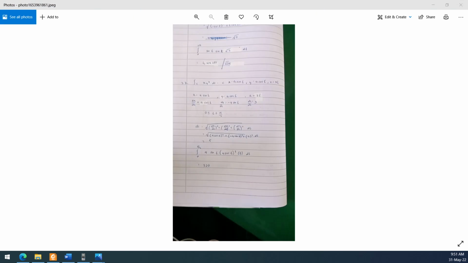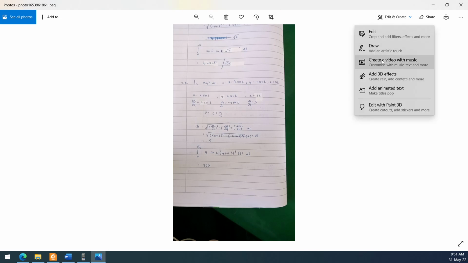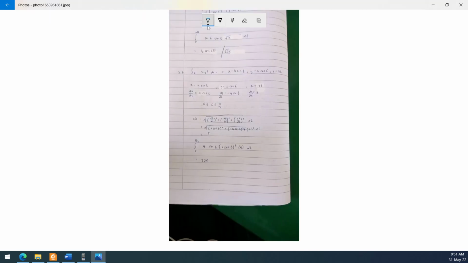Friends, 2b: the integral of x y cubed ds along curve C, where the curve C is defined by the parametric equations x equals 4 sin t, y equals 4 cos t, z equals 3t. So from x equals 4 sin t, you find dx/dt, you have 4 cos t. This one is correct. Let me jot it down.